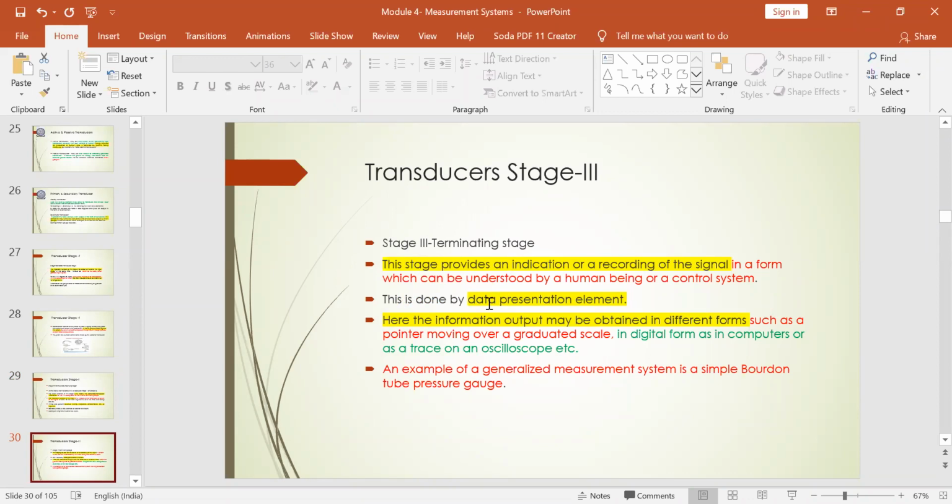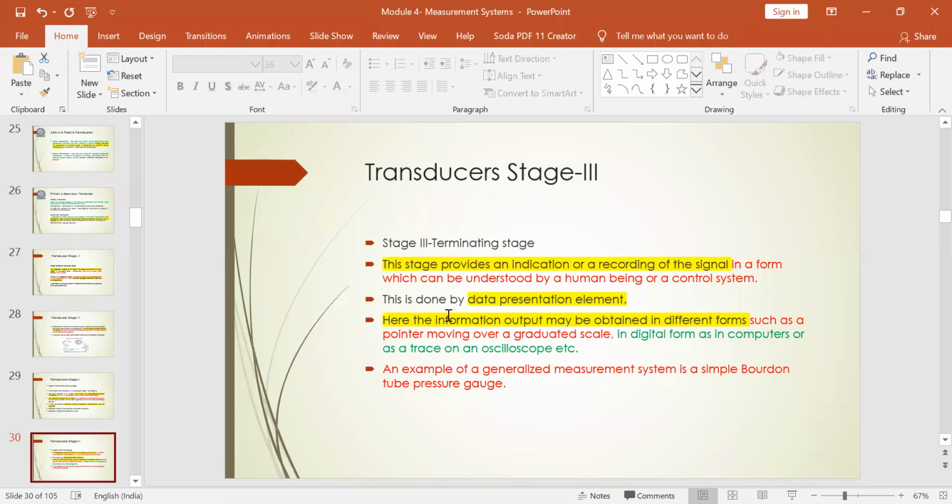So for this you need a data presentation element which can display, record or transmit the information. Here the information output may be obtained in different forms, such as a pointer moving over a graduated scale. So this helps to show the reading directly, or it could be in digital form as in a computer, or it could be a trace graphed out in an oscilloscope.